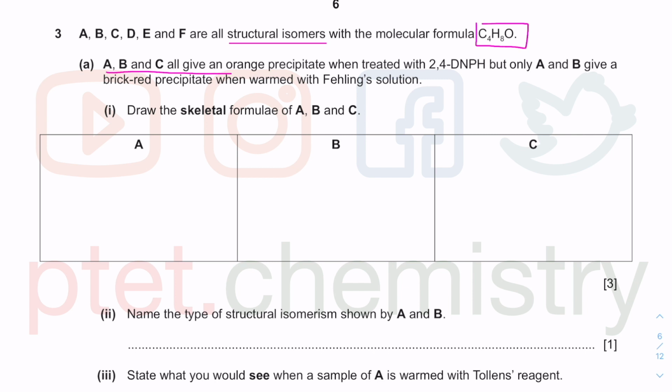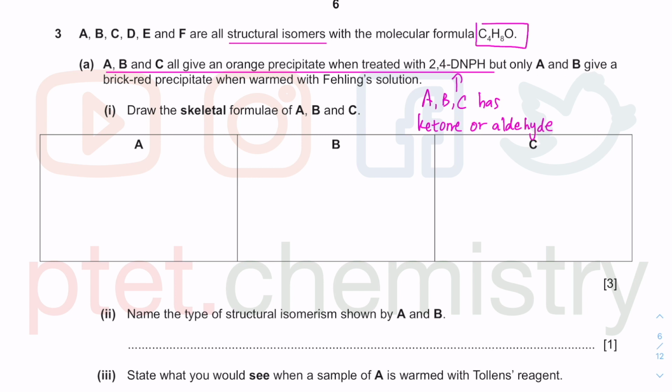A, B, and C give you an orange precipitate with 2,4-DNPH. So A, B, and C have ketones or aldehydes. So they will give you a positive orange precipitate when they undergo condensation with 2,4-DNPH.